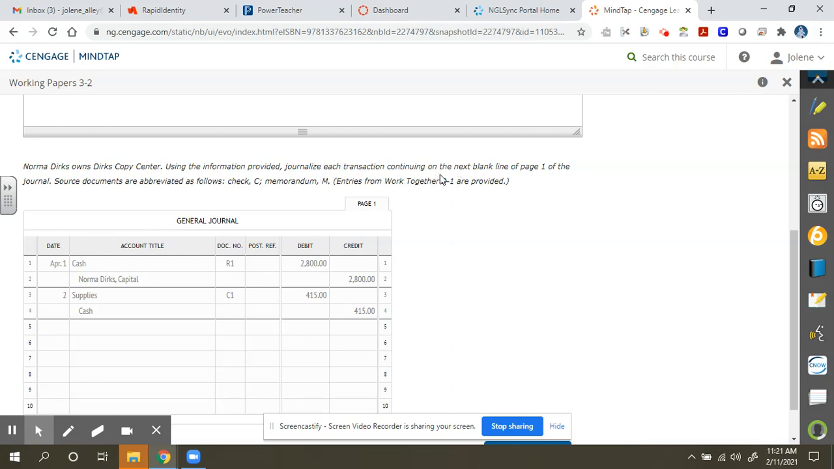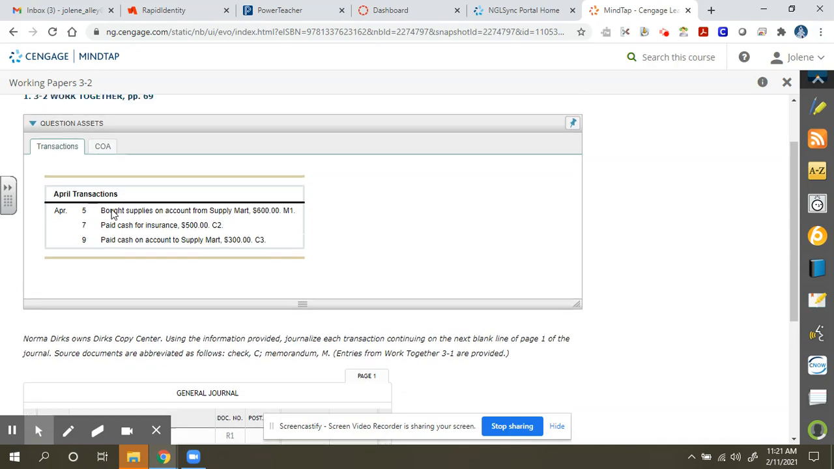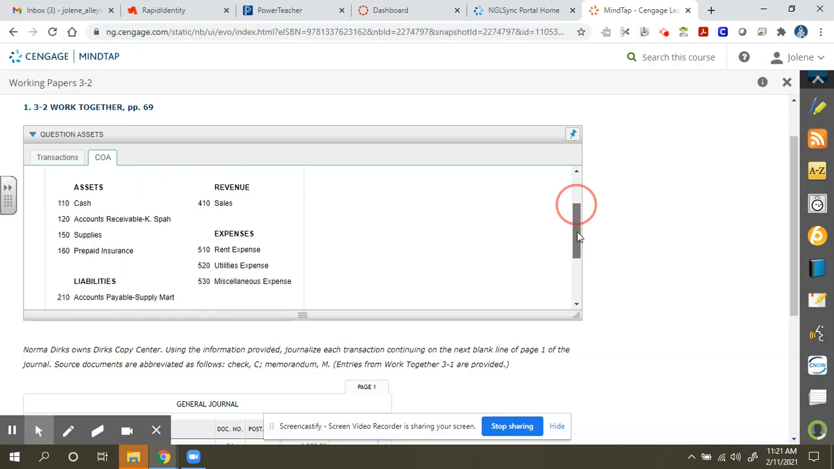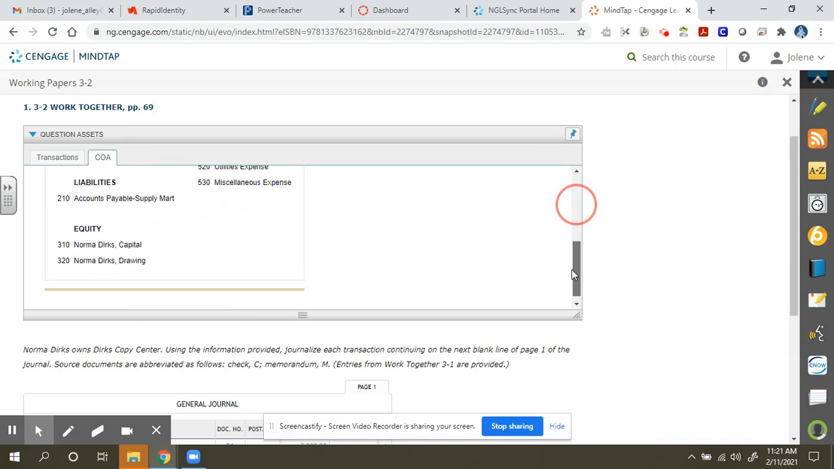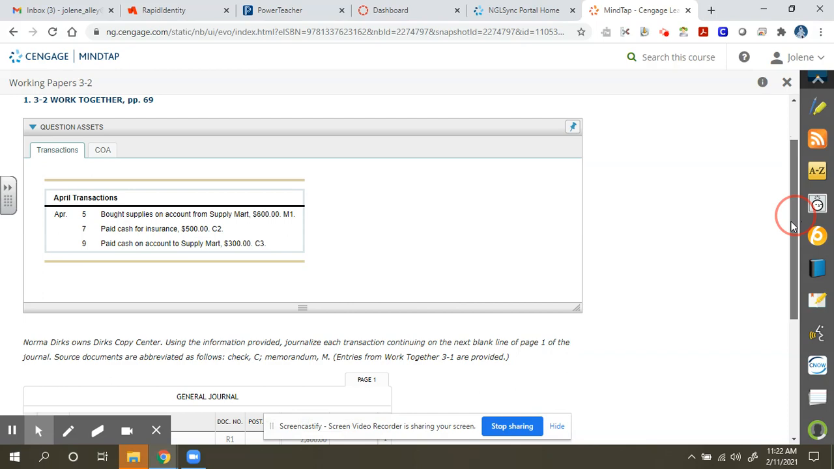Journalize each transaction, continuing on the next blank line of page 1 of the journal. Check is a C and memorandum is an M. All right. And then it says entries from work together 3-1 are provided. So that's what we did before, just a minute ago. So now we've got 3 more transactions, different kinds of transactions, with the same chart of accounts as we used before. So these are the only accounts that we can use, the same ones for Norma Dirks that we used in 3-1. The book shows you exactly how to do these as well, okay?